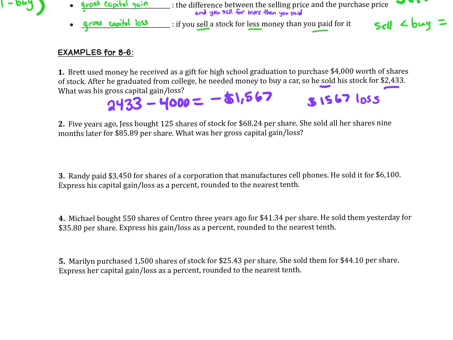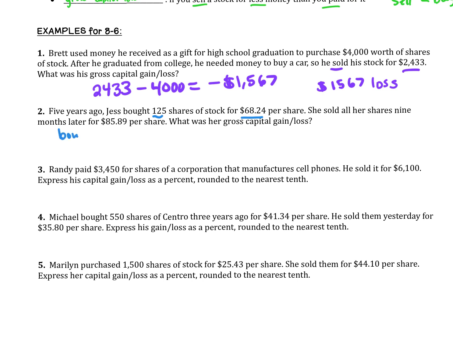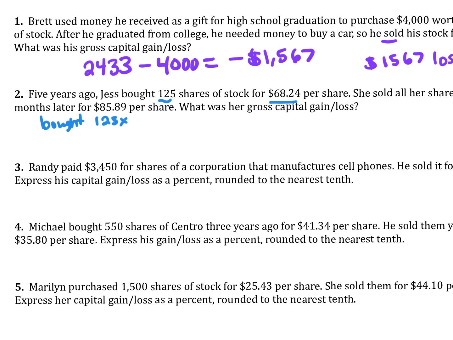So in many instances, you're going to be given a number of shares and then how much each share costs. So you've got to do the multiplication there to figure out what that is. She sold all her shares 9 months later for this price. What was her gross capital gain or loss? Okay, so she bought 125 times what, 68.24? So that's 8530, and she sold at 125 times 85.89.